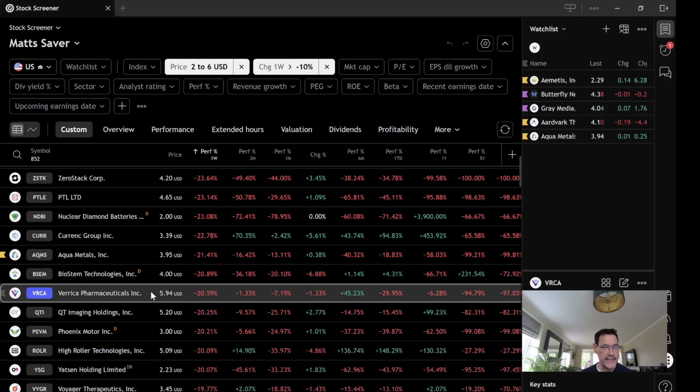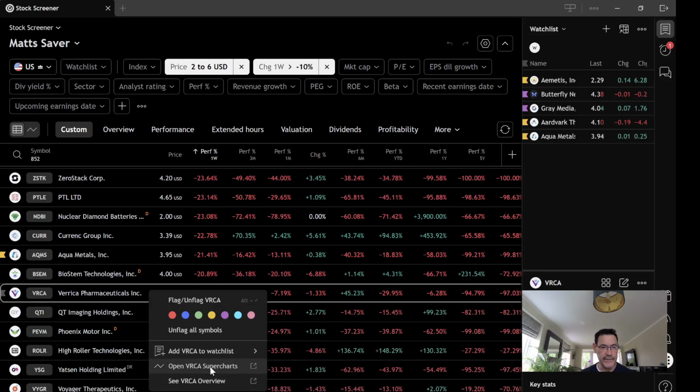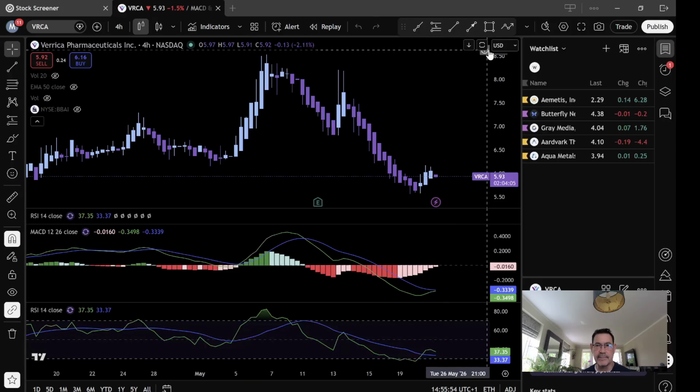So we are already down to 20% here. Let's have a look at this one. So that was a 20% loss in a week. Do any of these look like they're going to swing upwards? That is the simple question.